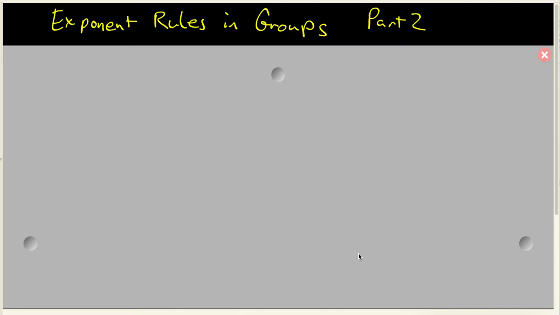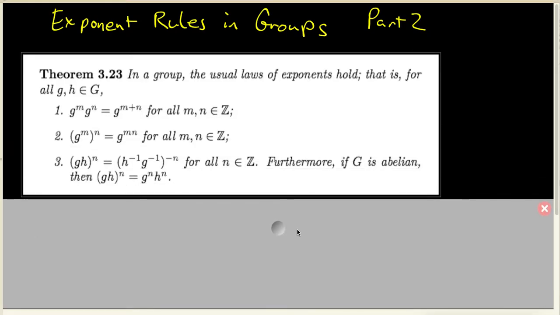In this video, I want to continue looking at the exponent rules for groups. Our author has described the exponent rules in this particular theorem, and I asked you to copy it down in the last video. It's important to realize that the first two properties are the familiar rules from regular old arithmetic, and it's important that this third property is a little bit weird, and more importantly, it's important to understand that the familiar third property only works if G is an abelian group.